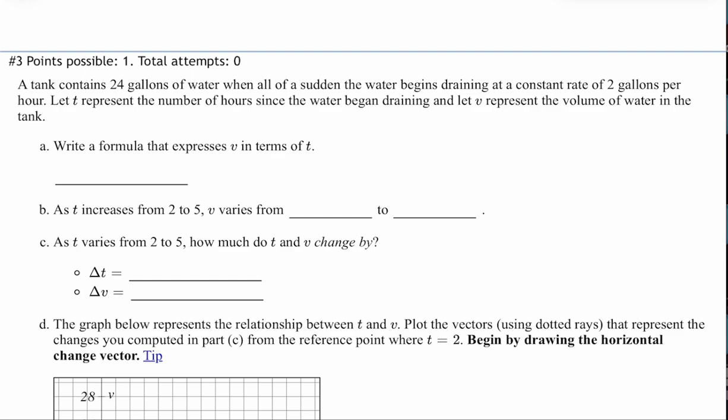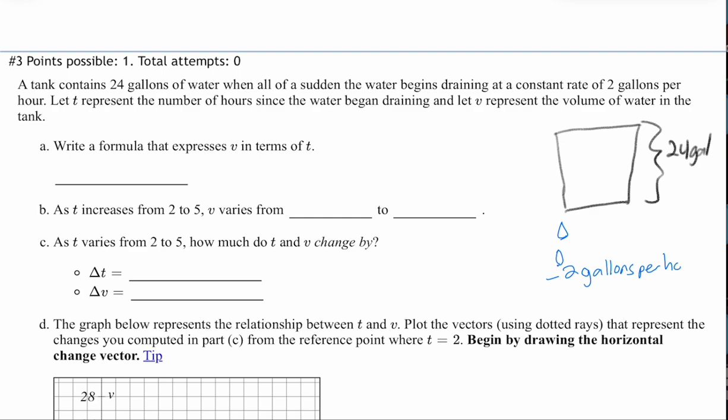Okay, so it says a tank contains 24 gallons of water. Okay, so let's just make a little picture. Here's a tank of some sort, and it contains 24 gallons. And all of a sudden, water begins draining at a constant rate. So the water is draining outward at a rate of negative 2 gallons per hour. And I put that negative there to display the fact that the amount of gallons will go down, okay?